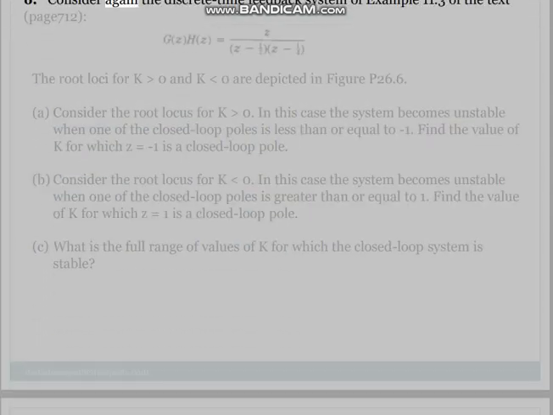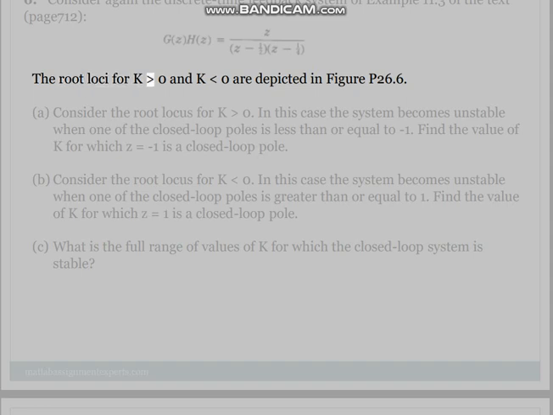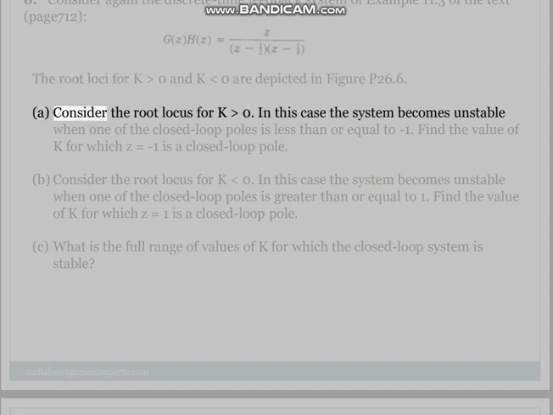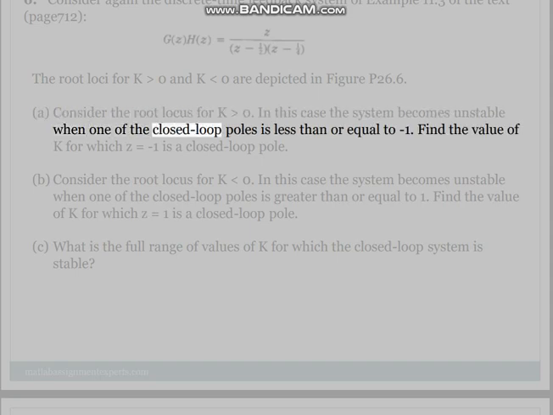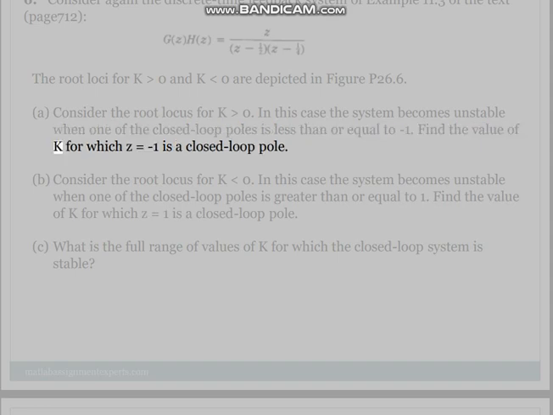6. Consider again the discrete-time feedback system of Example 11.3 of the text, page 712. The root loci for K greater than 0 and K less than 0 are depicted in Figure P26.6. A. Consider the root locus for K greater than 0. In this case, the system becomes unstable when one of the closed-loop poles is less than or equal to -1. Find the value of K for which z equals -1 is a closed-loop pole.